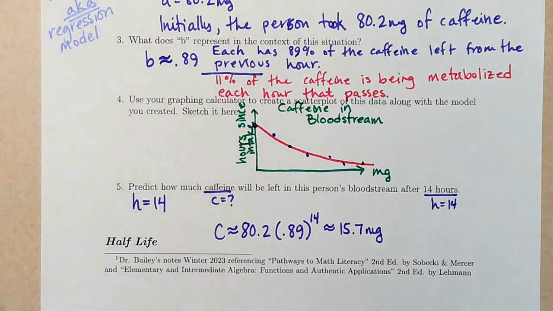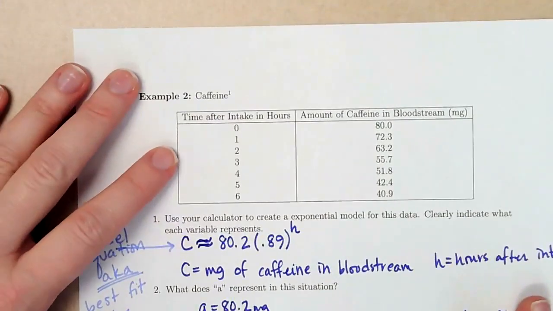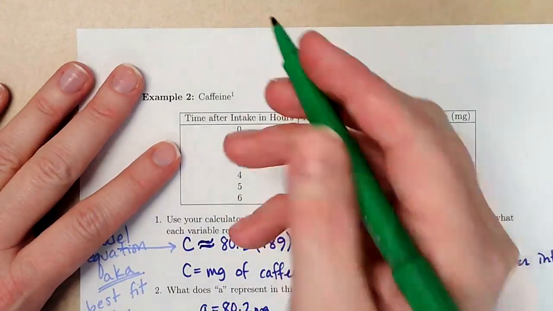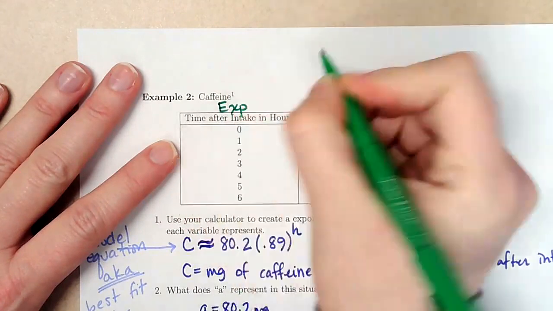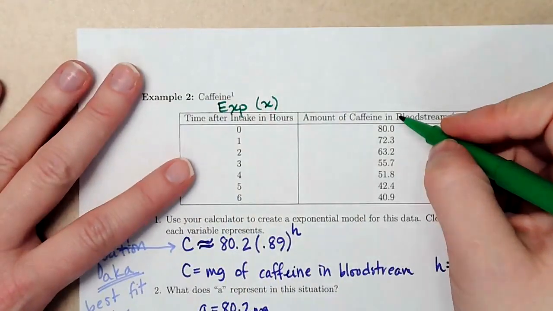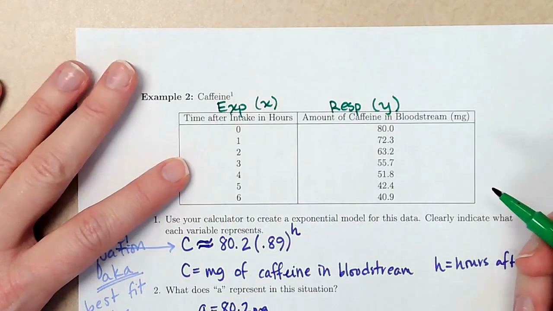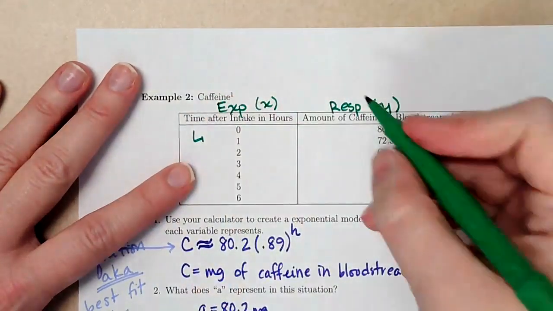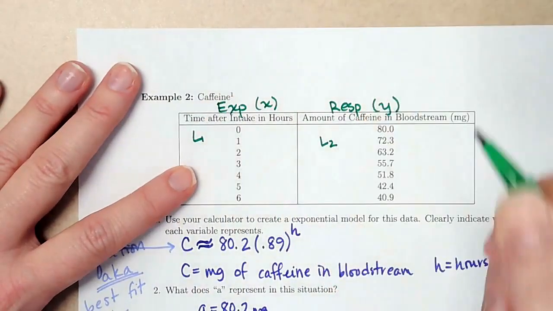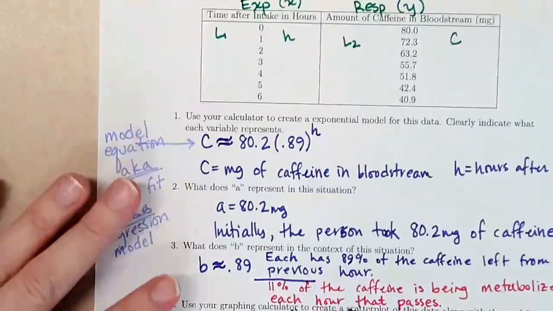Okay, and now we see this thing called half-life. Half-life. So let me tell you what that means. Oh, and just to have a good reference here, this was the explanatory variable, aka x's. I said this out loud, but I do like to write it. This was the response variable, aka y's for the calculator. We put this one into L1. We put this one into L2. We called this H, and we called this C for caffeine, just to have a nice reference.